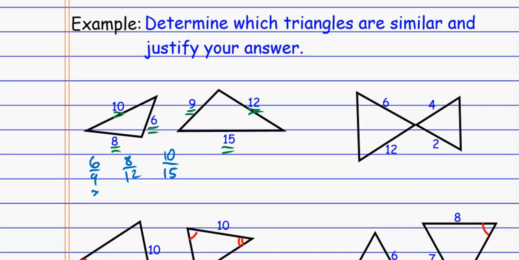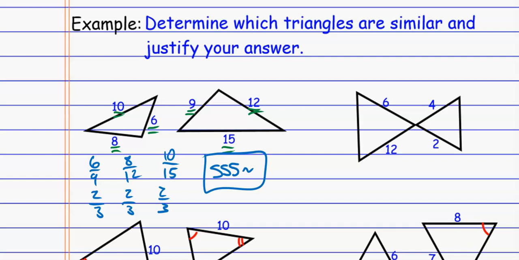And so as I look at this one, this is a 2/3. This one is a 2/3. And this one is a 2/3. So when comparing the corresponding sides, I get the same ratio for each. That means all three sides are proportional. If any one of these sides didn't give me the same ratio, then the sides wouldn't be proportional. So since all of these are proportional, I can say that these are similar by side, side, side. Okay, so side, side, side similarity for this one.